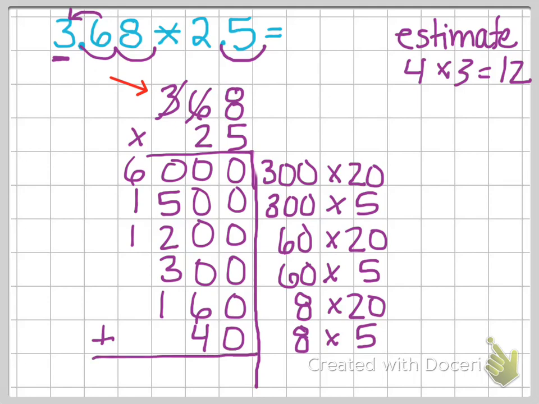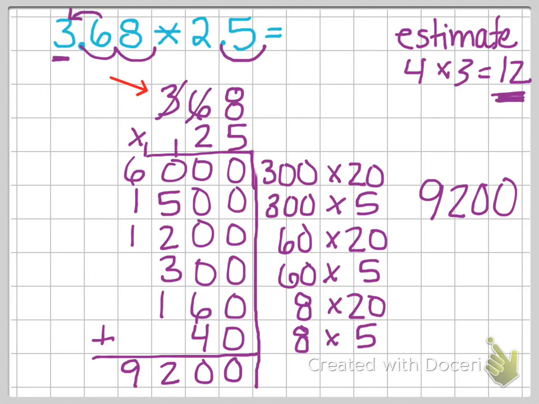Alright. Once we add all those up, that makes a nice 10 there. 5 plus 2 plus 3 is a 10. 11, 12. Carry the 1. Alright. So, 9,200. But we're not done yet. We've got our estimate. And we took the decimal point out 1, 2, 3 place values. So we're going to go 1, 2, 3. Drop it right there. So 9.2, very close to 12. Our final answer.